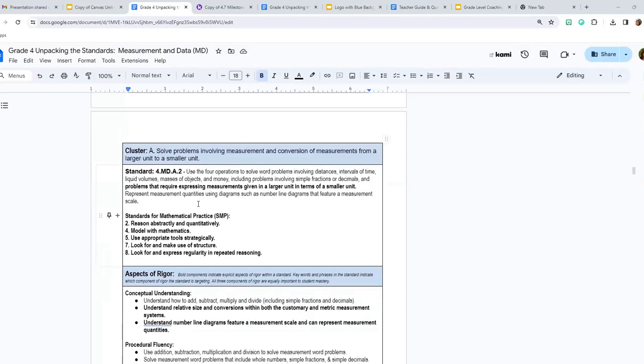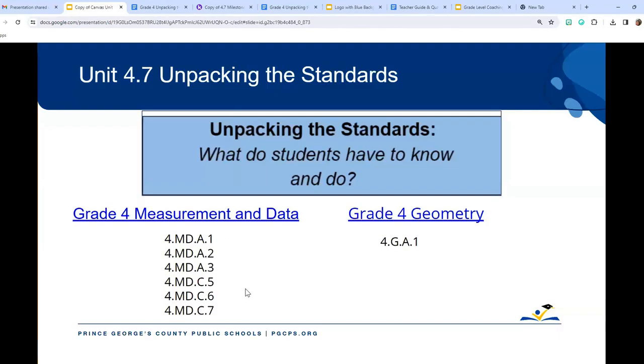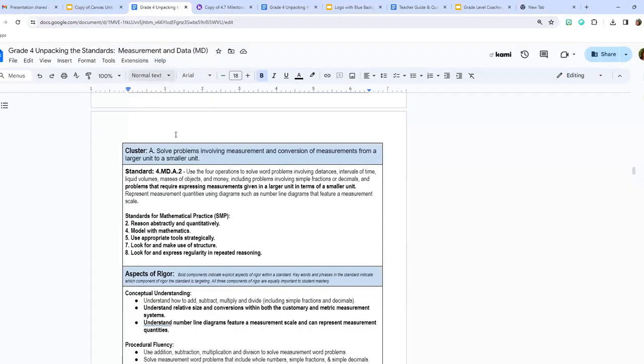We will also need to take a very close deep dive into 4.MD.A.2. Let's go back to view the other ones that need to be unpacked: 4.MD.A.3, C.5, C.6, and C.7, along with 4.G.A.1 and geometry. Now, I did walk you through how to do that for the first standard. Now it's your job to do that for the rest. Let's start unpacking these standards.